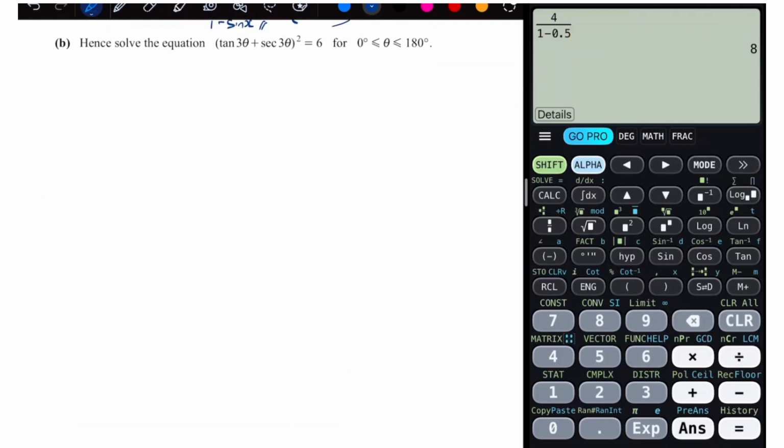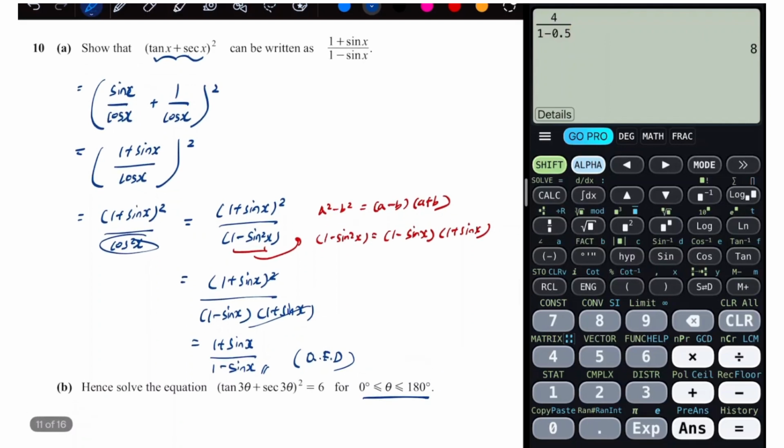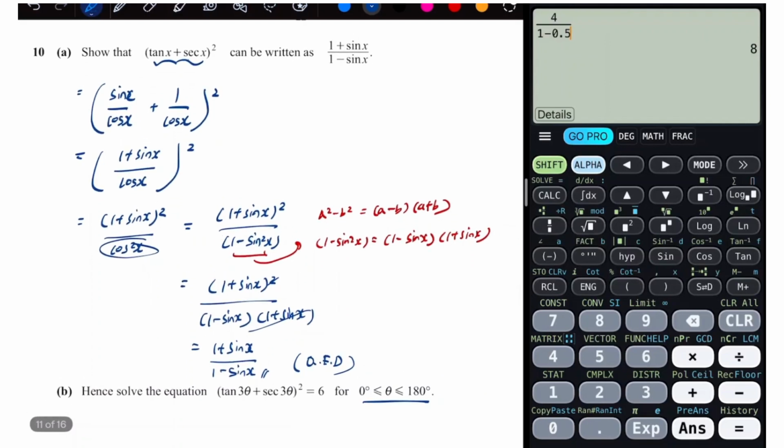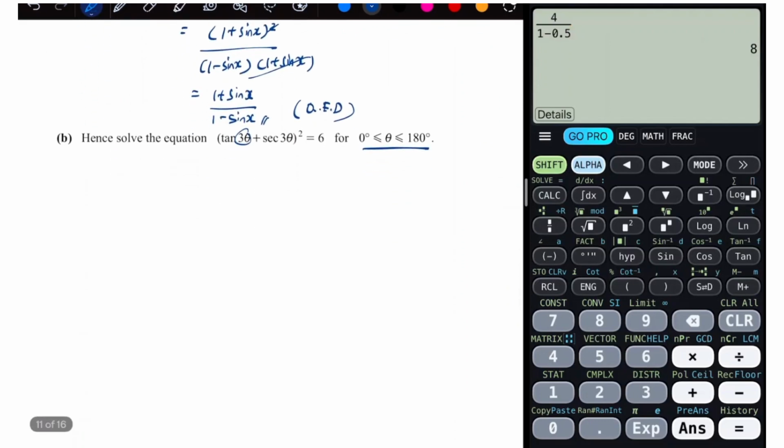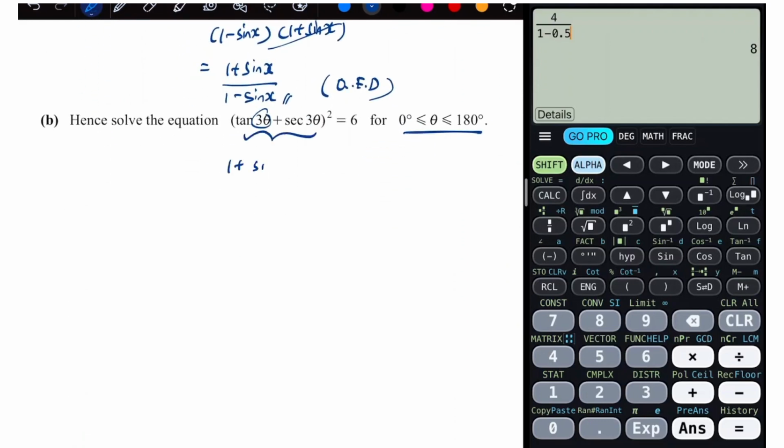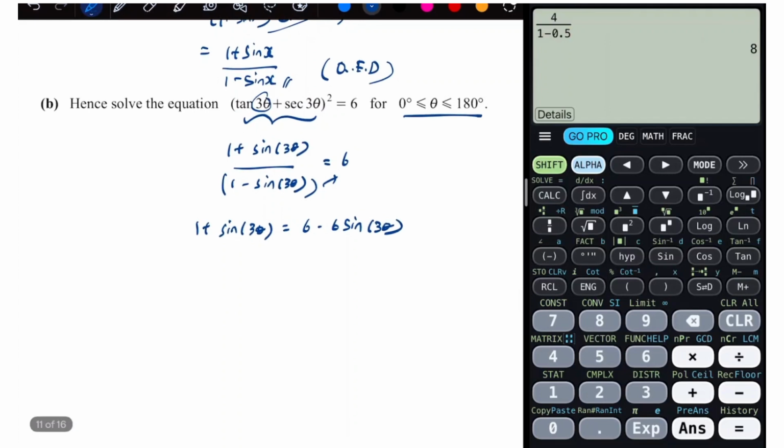Hence, solve the equation tangent 3 theta plus secant 3 theta equal to 6 from 0 to 180. So we have to use back what we have there. Technically, tangent plus secant, the only thing that differs is the x. So how about we just replace this entire thing into 1 plus sine 3 theta over 1 minus sine 3 theta is equal to 6. So just move the entire thing to the other side, simplify further. We're going to get 6 minus 6 sine 3 theta. So move the like terms together, negative 5, oopsie, that would be just 5. So sine 3 theta would be 5 over 7.